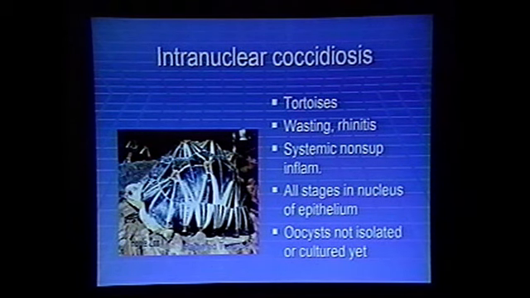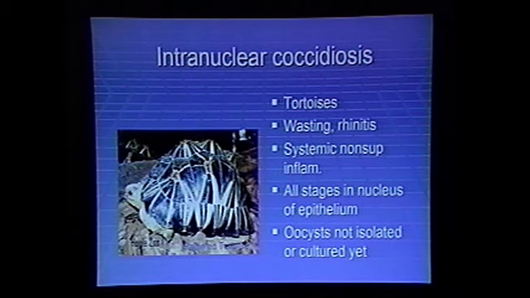Intranuclear coccidiosis is a problem only in certain species of tortoises, primarily tortoises from the Mediterranean region. Radiated tortoises were the first tortoises in which this disease was diagnosed. Typically, the condition is associated with wasting, although recently it has been associated with rhinitis. The disease typically causes severe systemic non-suppurative inflammation in all the viscera, and all stages of parasite development appear to occur in the nucleus of epithelial cells.